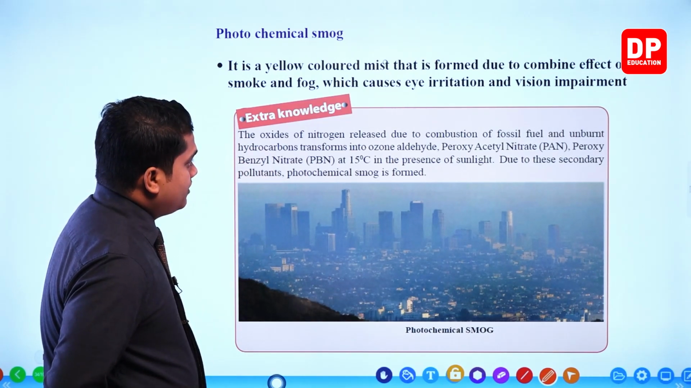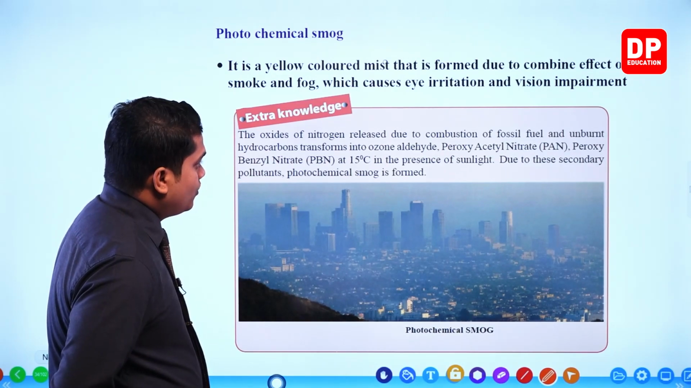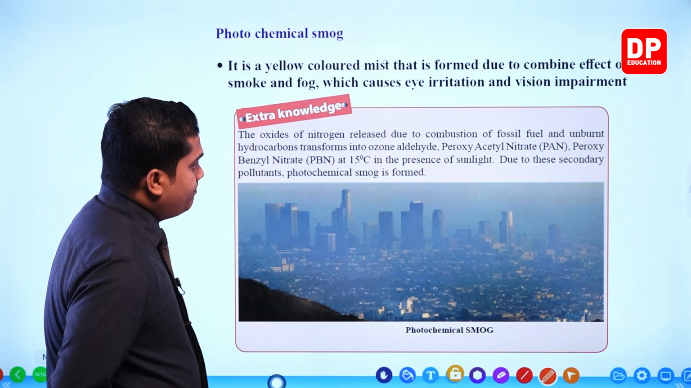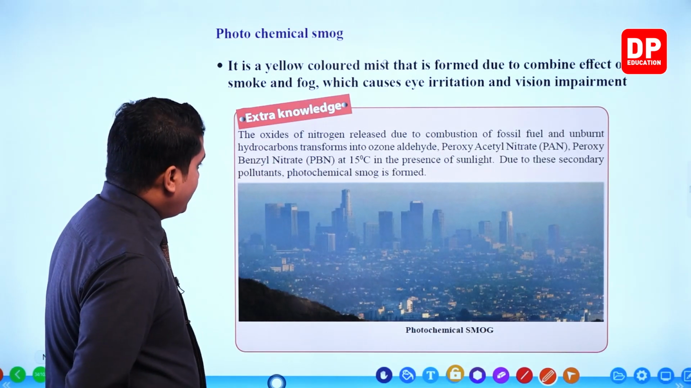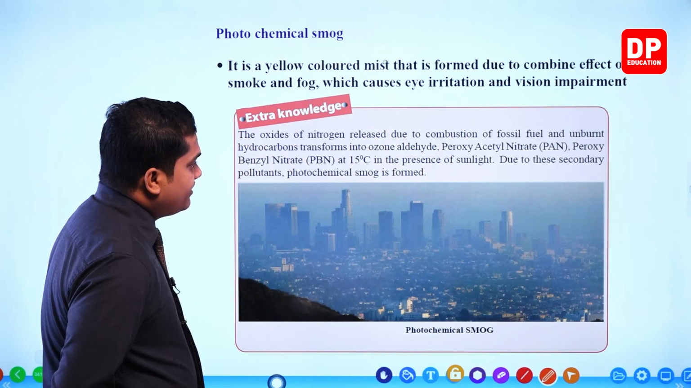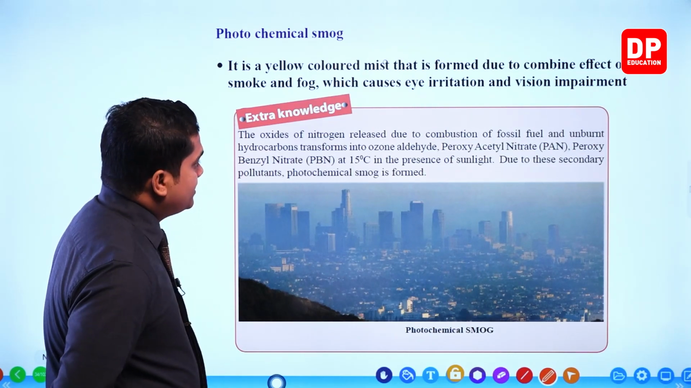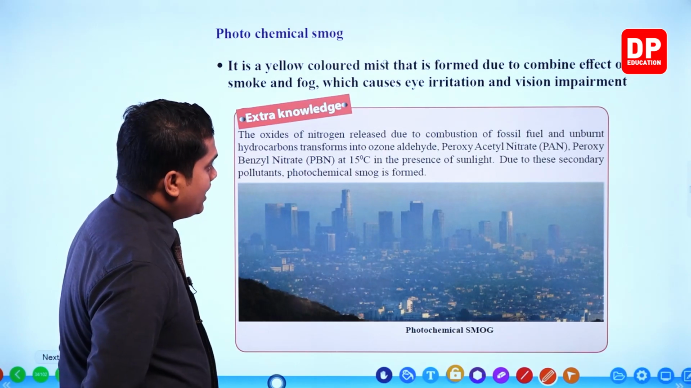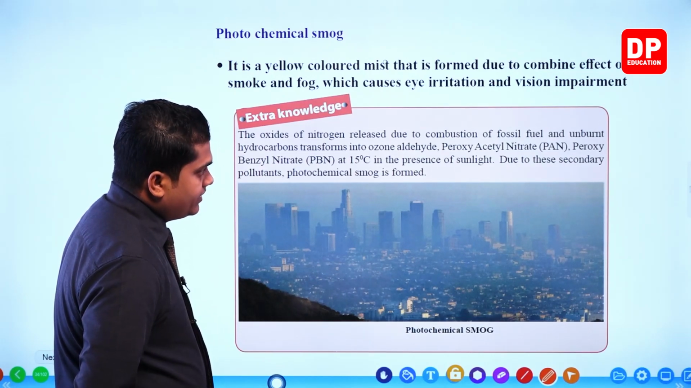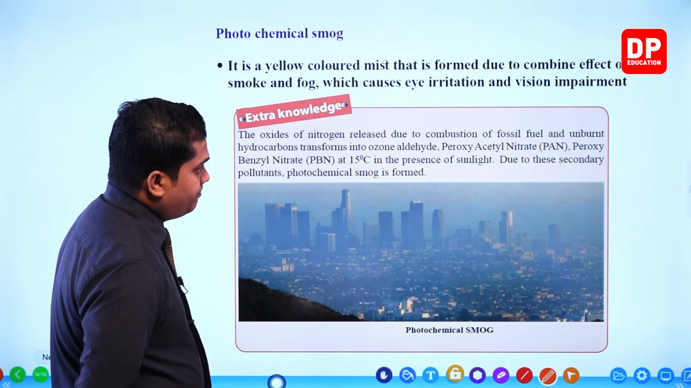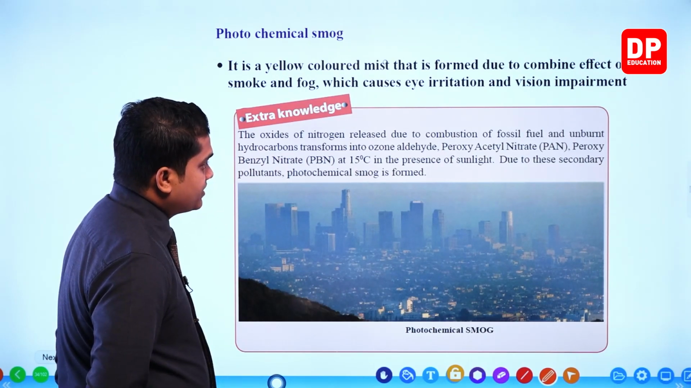The oxides of nitrogen released due to combustion of fossil fuel and unburned hydrocarbons transform into ozone, aldehyde, peroxyacetyl nitrate (PAN), and peroxybenzyl nitrate (PBN), at 15 degrees Celsius in the presence of sunlight.